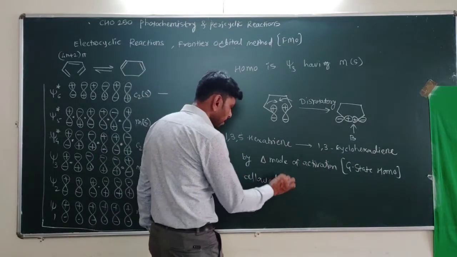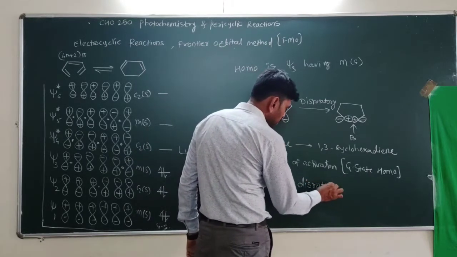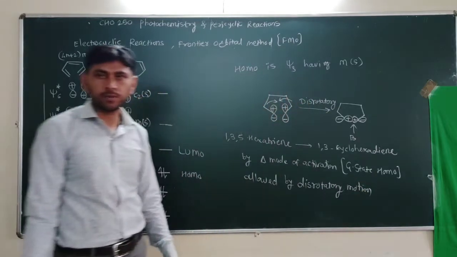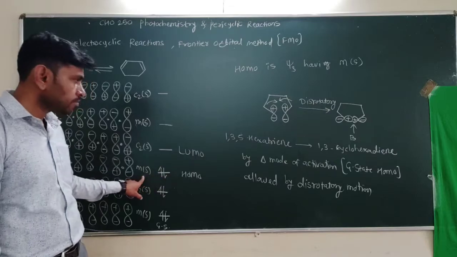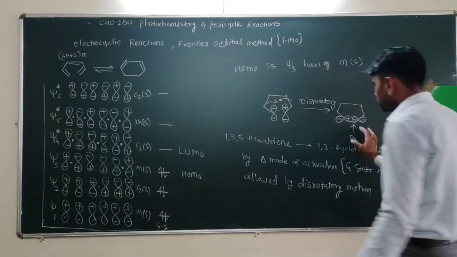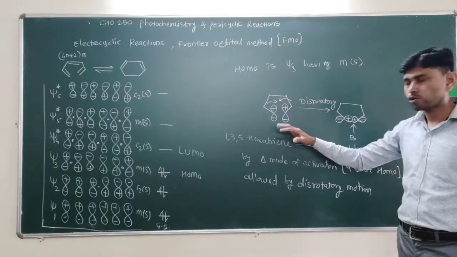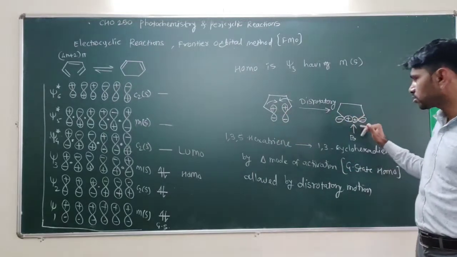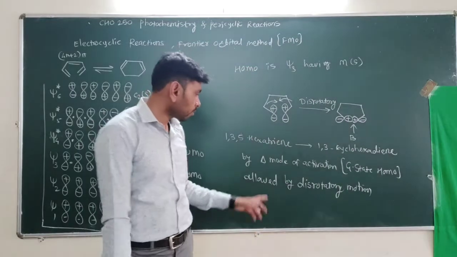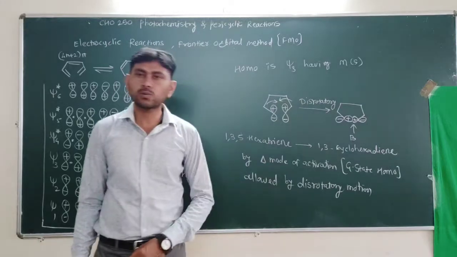is allowed by this rotatory motion. This reaction is not allowed by conrotatory motion because the symmetry of HOMO is M symmetry, and when there is M symmetry, the bonding overlap occurs only when we apply this rotatory motion. So here we applied this rotatory motion, and this rotatory motion leads to the bonding overlap. So this conversion by thermal mode of activation, that is by using ground state HOMO, is allowed by this rotatory motion.